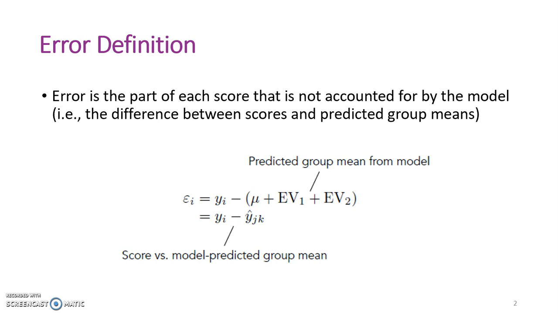So to start, we start with this general definition of error. By now, we are pretty familiar with this definition of error. Error is the part of each score that's not accounted for by the model, right? This is how we define error in the data equals model plus error framework, from the very beginning of the class. Another way to conceptualize this is that it's the difference between the data and the model, which means that it's the difference between the actual score and some model predicted score.